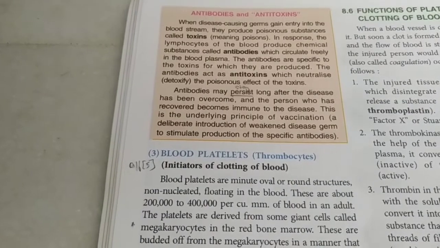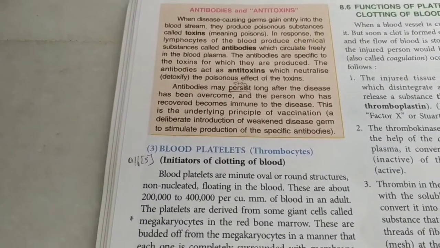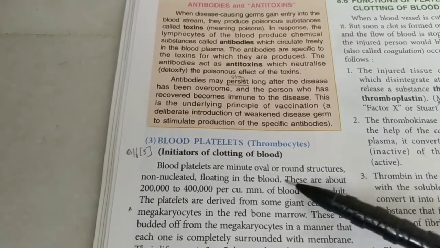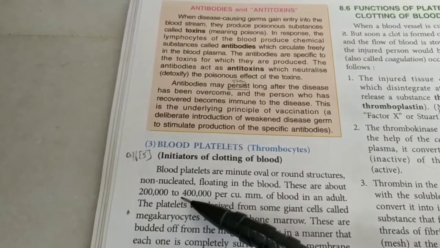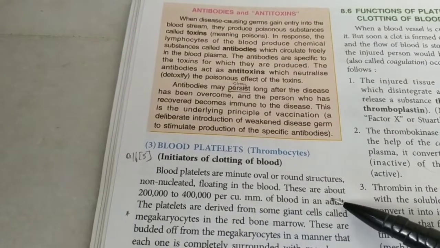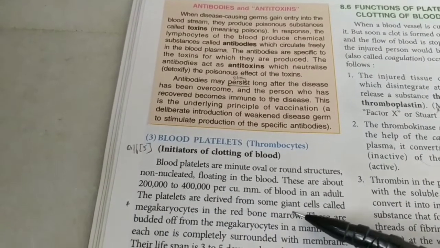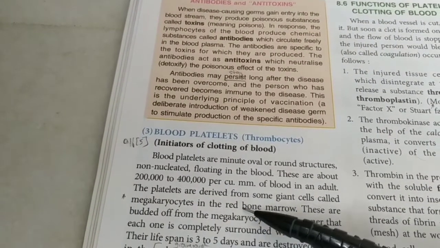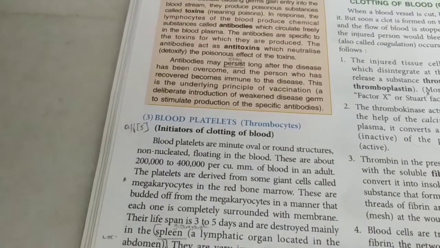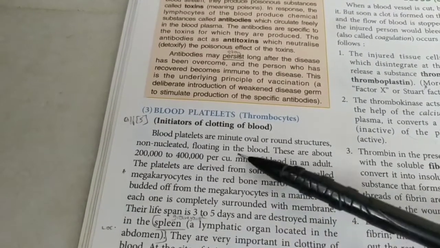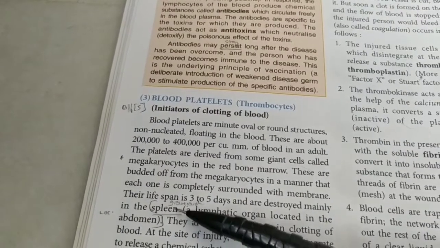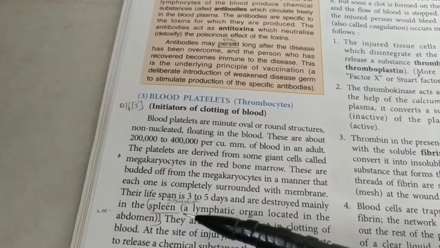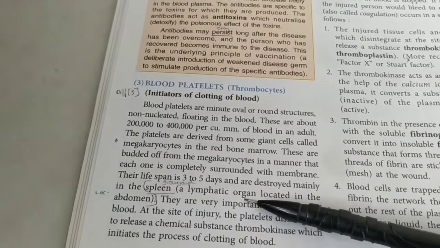Next, the blood platelets are called thrombocytes, which help in blood clotting. They're also non-nucleated. There may be 200,000 to 400,000 per cubic millimeter of blood in an adult. They're derived from some giant cells called megakaryocytes, which is in the red bone marrow. Their lifespan is just 3 to 5 days. Without the nucleus, they cannot live for long. And they're destroyed mainly in the spleen. As I said, it's a graveyard of platelets as well. And spleen is a lymphatic organ, by the way, just like tonsils are.